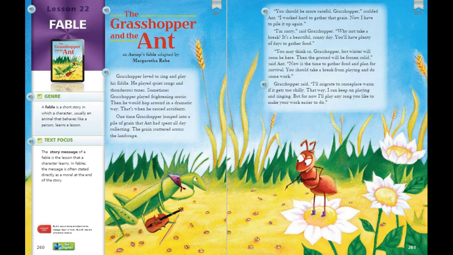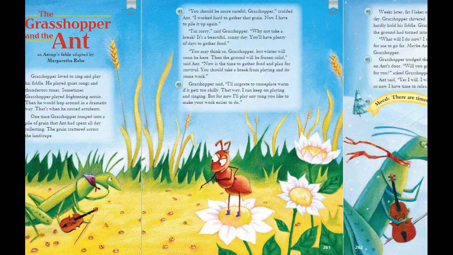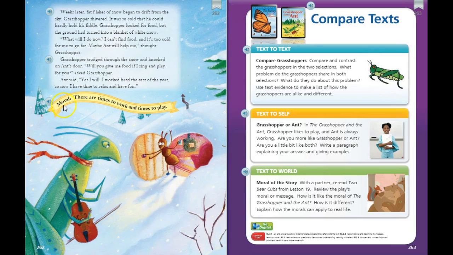Now that you've read The Grasshopper and the Ant, which character was teaching a lesson to the other? What was the lesson? Which details in this fable show how Ant taught this lesson? Here's the moral. There are times to work and times to play. This is what the lesson was.